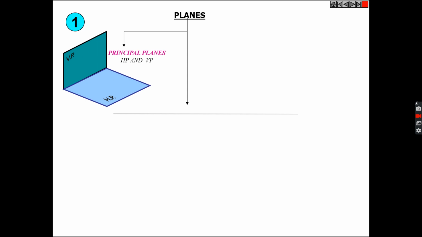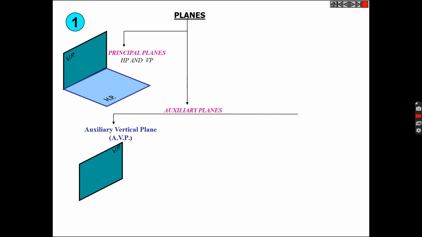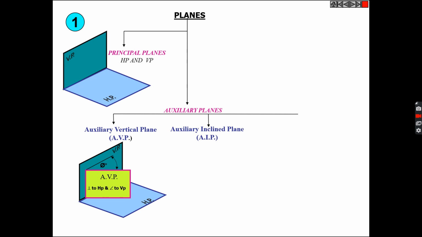The second one is auxiliary planes. There are three types of auxiliary planes. First one is auxiliary vertical plane. Second one is auxiliary inclined plane, and third one is profile plane. Profile plane, in that you make the side view. So the first one is auxiliary vertical plane. This is the plane that is perpendicular to the HP and inclined to the VP at any angle. The second plane is auxiliary inclined plane. This plane is perpendicular to the VP and inclined to the horizontal plane.